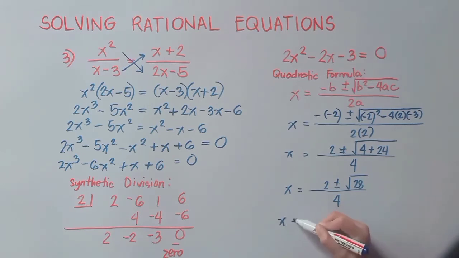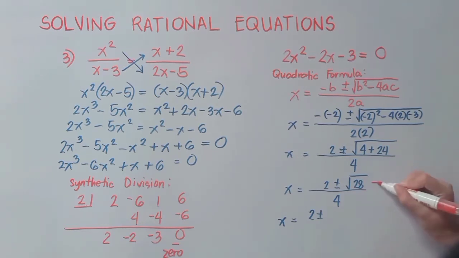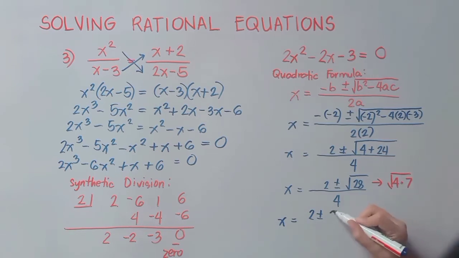So we have here x is equal to 2 plus or minus the square root of 28, all over 4, which is the square root of 4 times 7. Now 4 is a perfect square, so we can take it out. The square root of 4 is 2, so what's left is the square root of 7, all over 4.